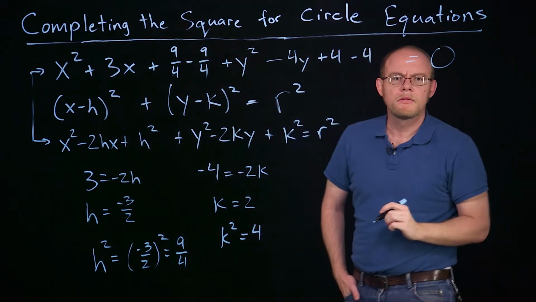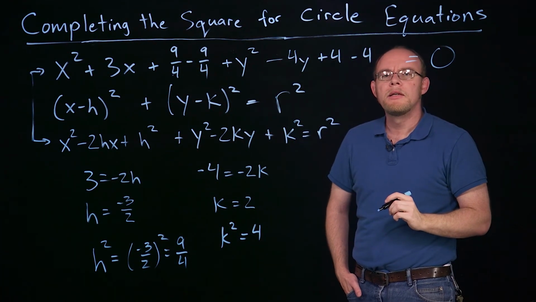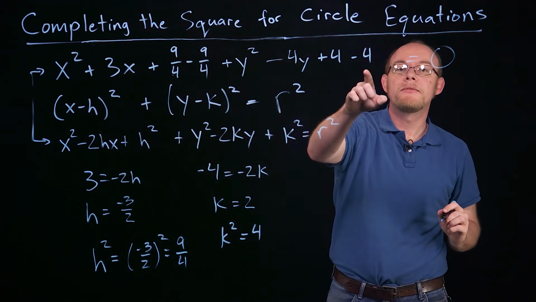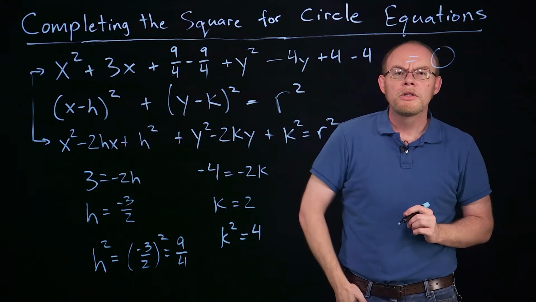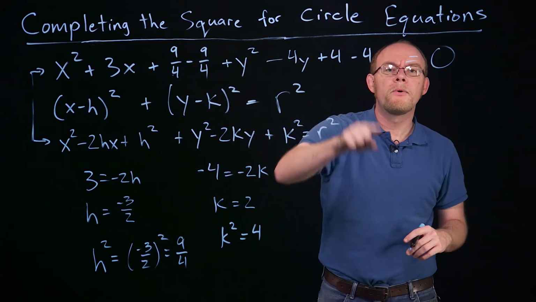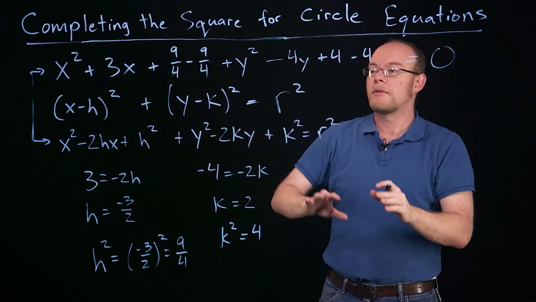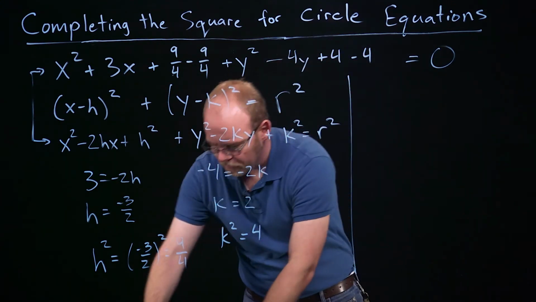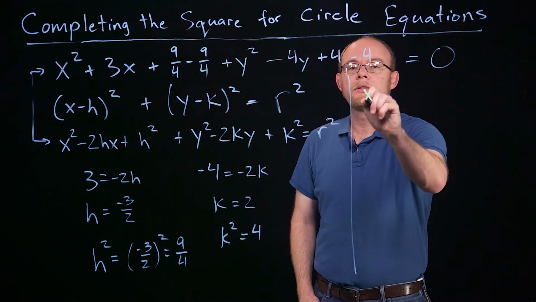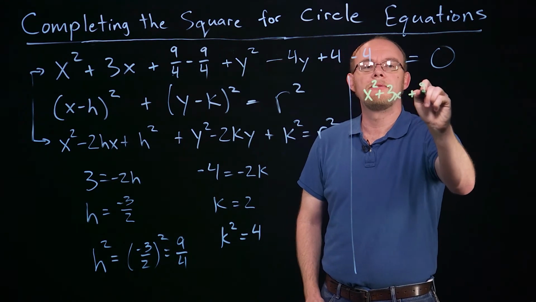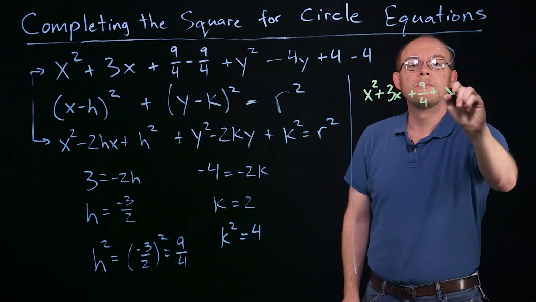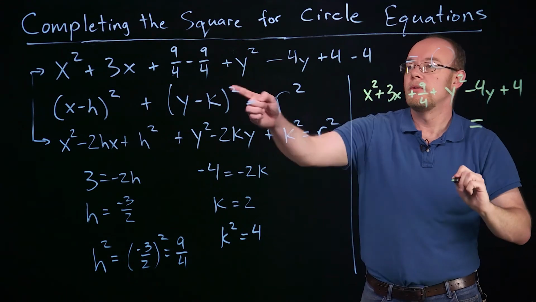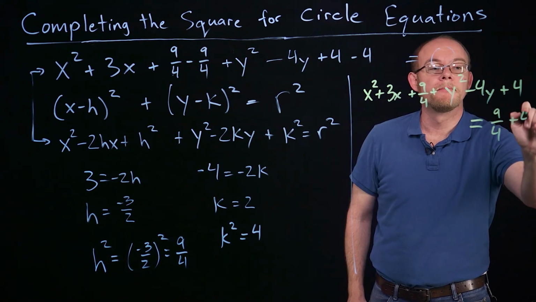Now, this is closer to what we want, but we have an extra negative 9/4 here. That is, there is no minus h squared here, and there's a negative 4 over here, and there's no negative k squared over here. So we're going to add 9/4 and 4 to both sides of our equation so that we get something closer to looking like this. If we write that down, we get x squared plus 3x plus 9/4 plus y squared minus 4y plus 4, and that's going to be equal to 9/4 plus 4.